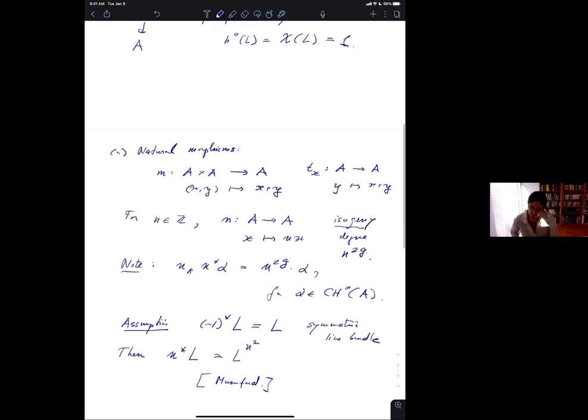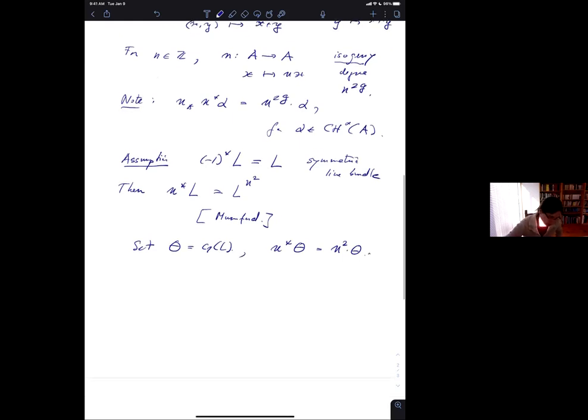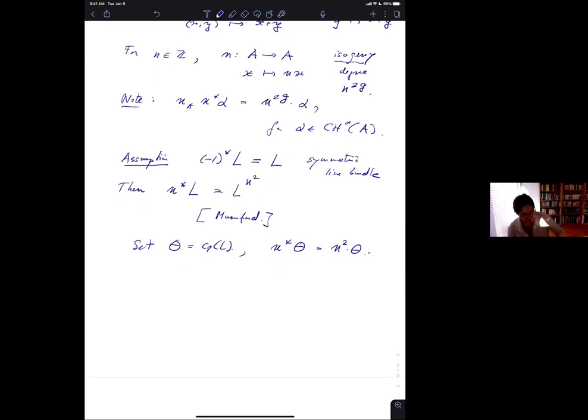So this is important. We will use this formula because we'll be very interested in how either sheaves or Chow classes behave under this morphism, the pullback under N, the isogeny N. Let's say that we set the first Chern class of L, we're going to call it theta. This means that if we pull it back, this is n squared times theta. Okay, something that we will use.